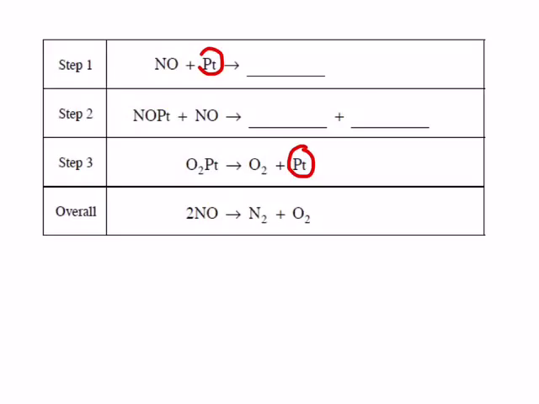Step 2 begins with NOPt, so the NO bonds to the platinum, which means it has to be an intermediate because it's being used in step 2, and I can see step 1 easily producing that product. So the NO initially binds to the platinum metal, forming NOPt. Now in step 2, the NOPt collides with an NO particle, or more likely the NO particle comes in and collides with the NO bonded to the platinum. Now, if we look at step 3, there's a reactant O2Pt. So we have to get O2Pt, which means that'll be another intermediate.